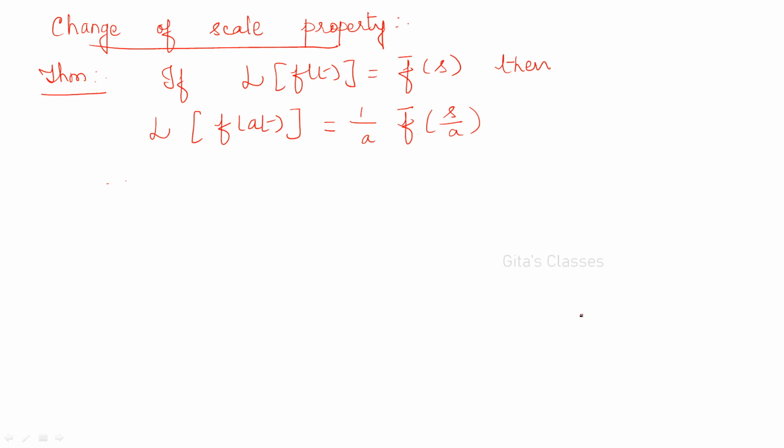Next is the change of scale property. If L of f of t is equal to f bar of s, and you change the variable t to at, then you have to divide. In the t domain, if you are multiplying with a, you have to divide in the s domain. So 1 by a into f bar of s by a. This is the change of scale property. Next is inverse Laplace transform.